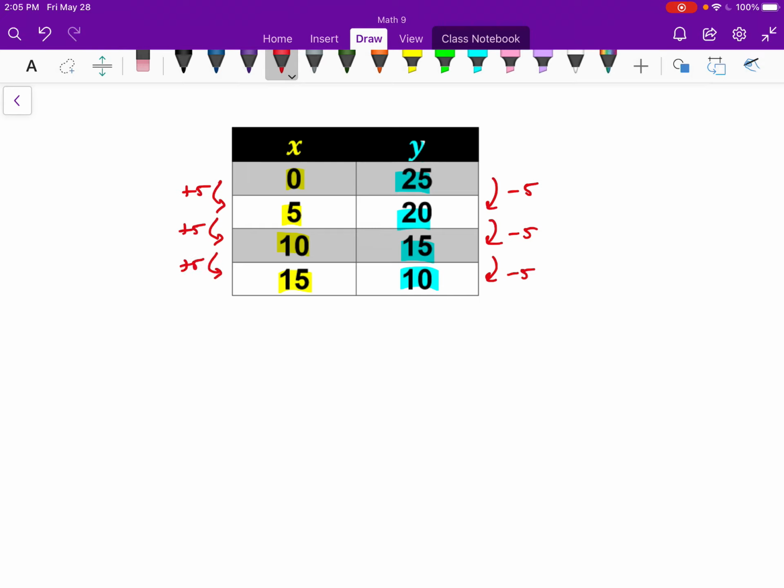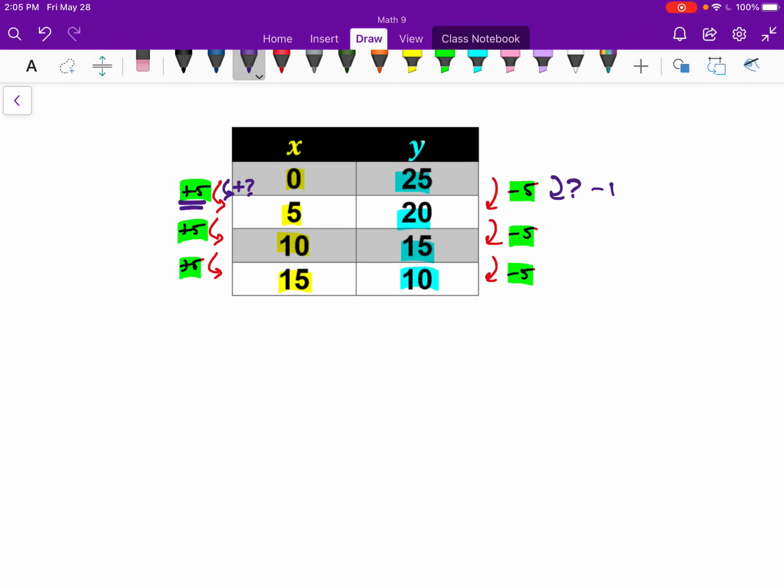No offense to the number 5, but if I want to see this relationship in a much more straightforward manner, I want to know what happens as x goes up by 1. So I need to think about this proportionally. Yes, y goes down by 5 every time that x goes up by 5. But what about if x just went up by 1? How much would y go down by? Well, it would go down by 1, just proportionally.